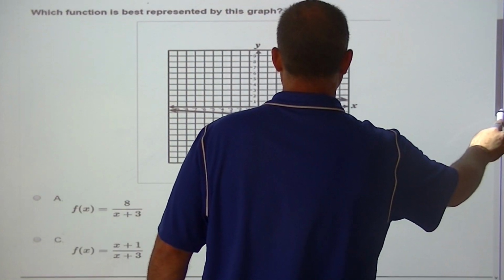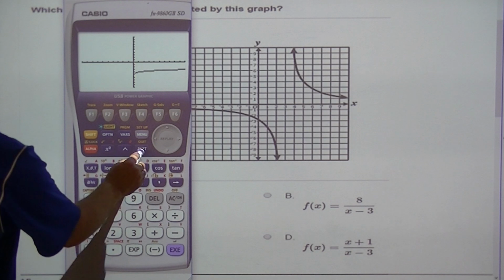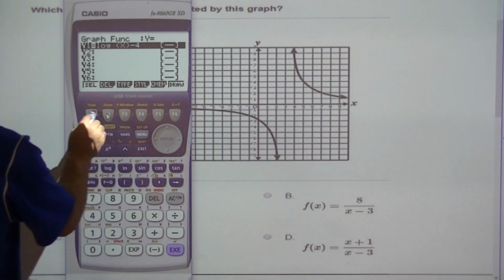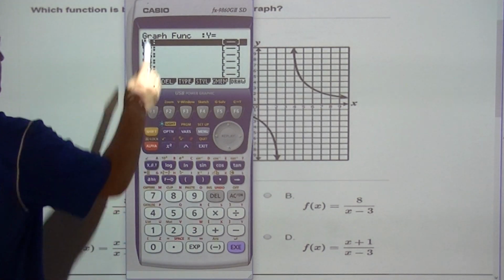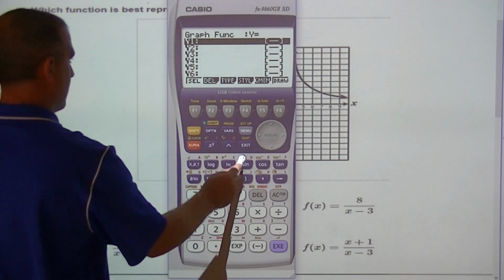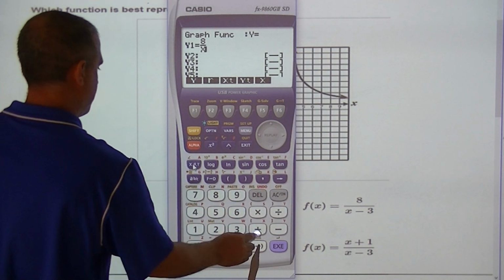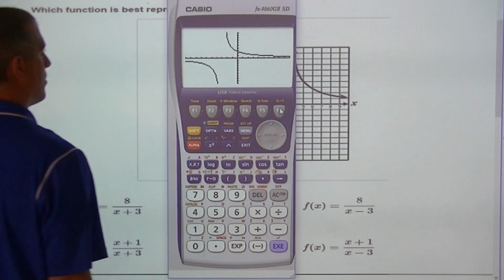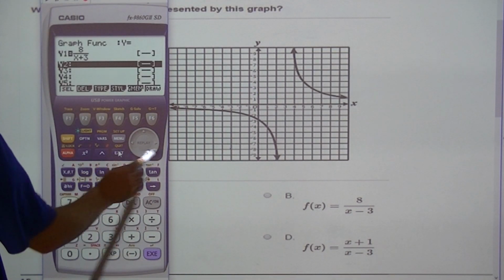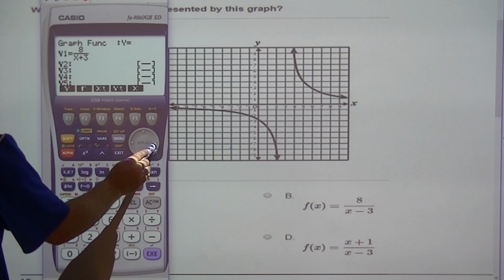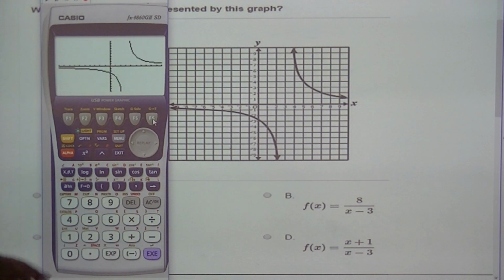Once again, you're comparing graphs. Sometimes when you do that, what you want to do is compare. So what I got, fraction button, 8 over x plus 3. I can draw it, as you can see. It does not look like my picture. If I go to this one, I'm going to change that to a minus 3. This looks like my picture.